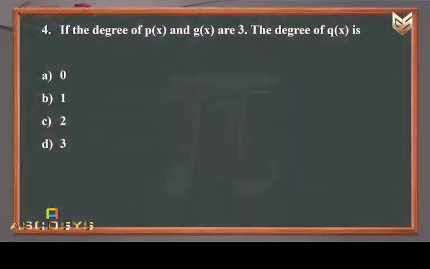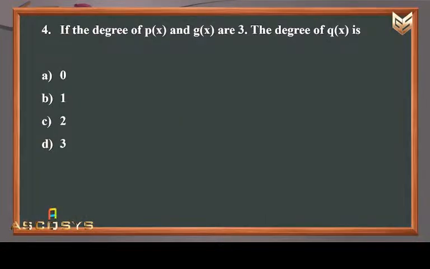Now after this, let's do one more MCQ, that is based on the division algorithm. So here is your question. If the degree of p(x) and g(x) are 3, then the degree of q(x) will be. Your options are A) 0, B) 1, C) 2, D) 3.